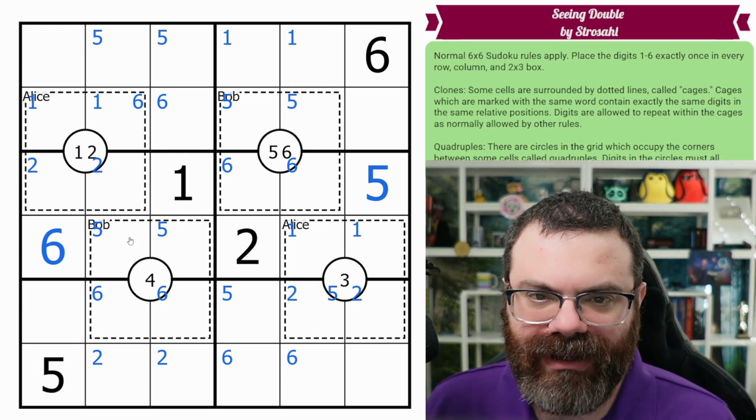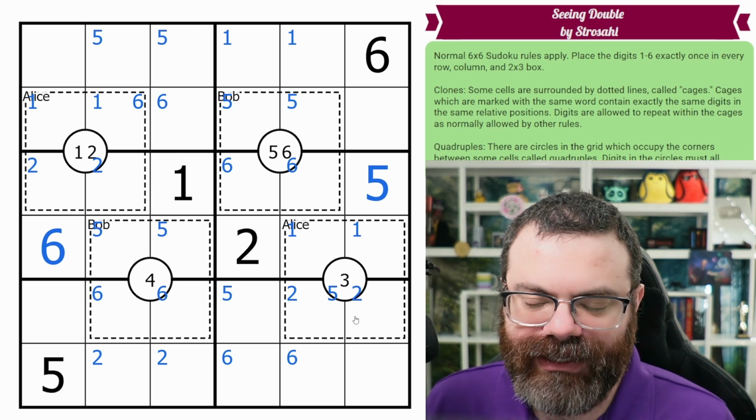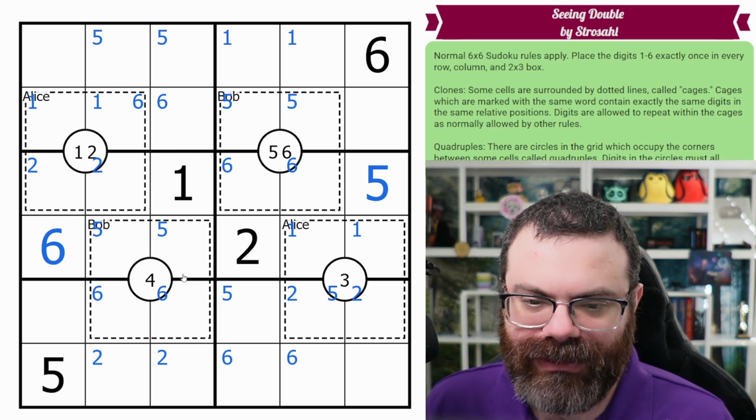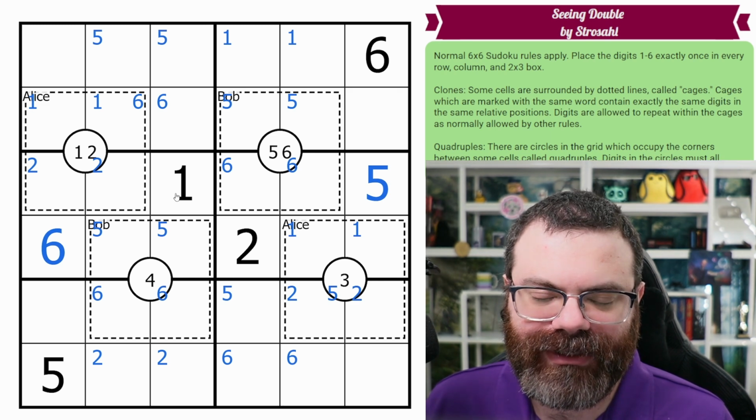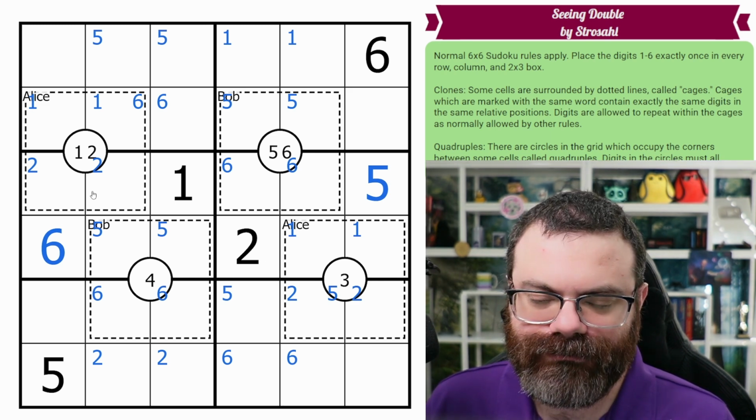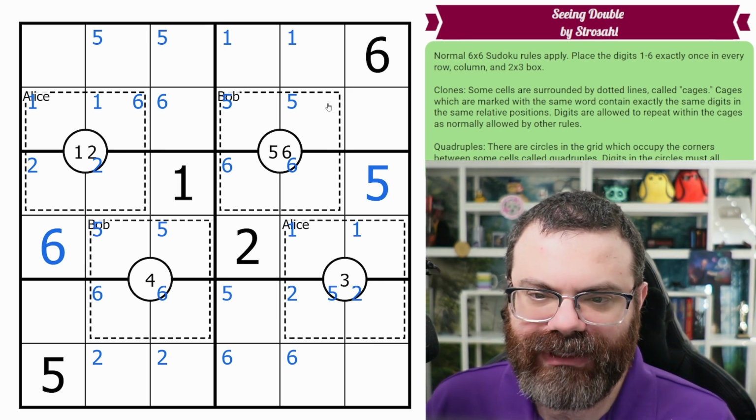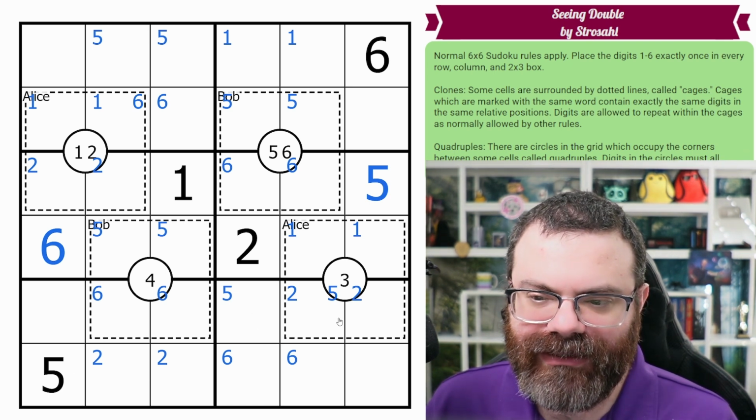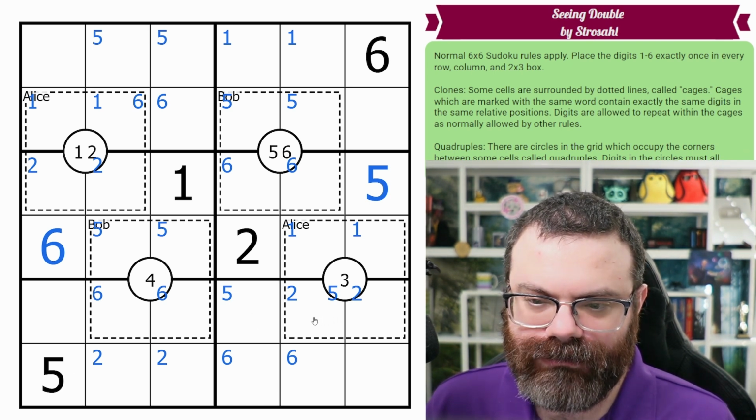Interesting. Okay. I feel like we got a lot going on here, but I'm not sure exactly what's going to get us progress from here. Let's see. So we have the 1 and the 2. We have the 6 and the 5. 6 goes down here. 5 and 5. 1 and 1. Yeah, I don't think there's anything immediate with roping. Okay.